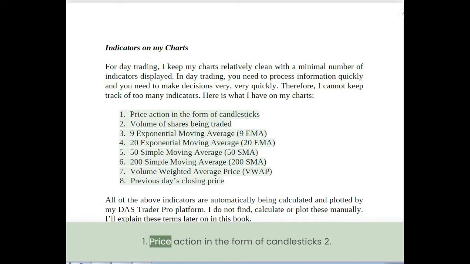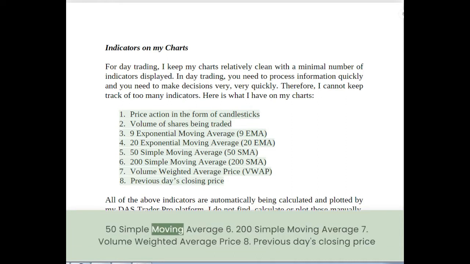1. Price action in the form of candlesticks. 2. Volume of shares being traded. 3. 9 exponential moving average. 4. 20 exponential moving average. 5. 50 simple moving average. 6. 200 simple moving average. 7. Volume weighted average price. 8. Previous day's closing price.